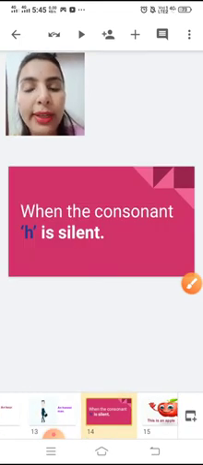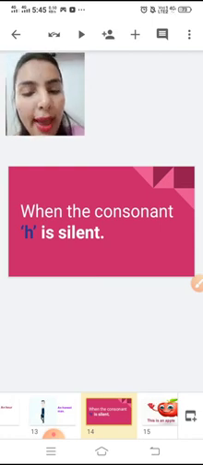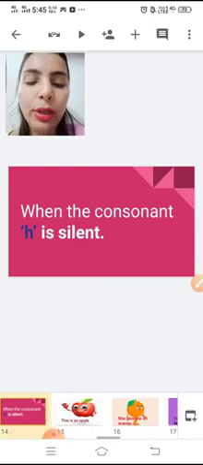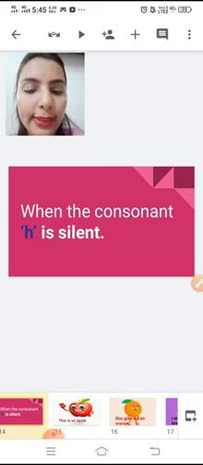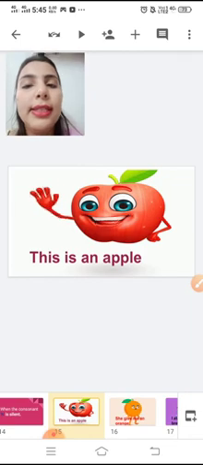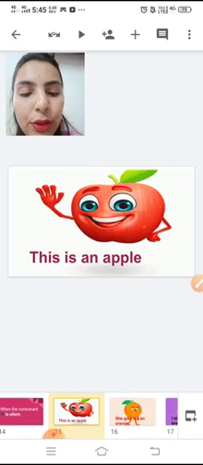When the consonant H is silent, we always use N before that. Now I am going to show you some examples which are sentences. See, this is an apple. This is an apple.